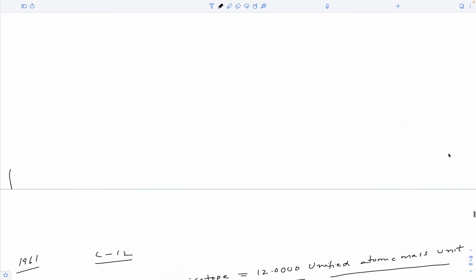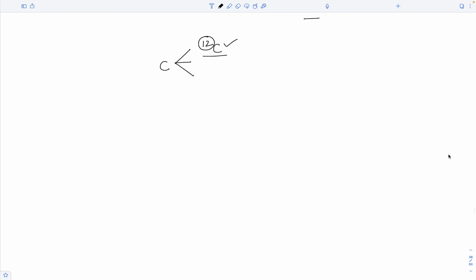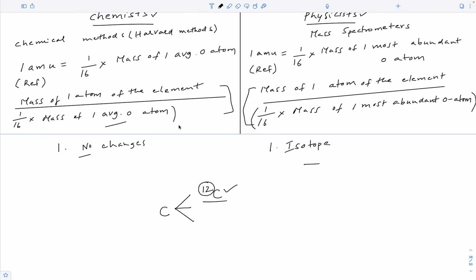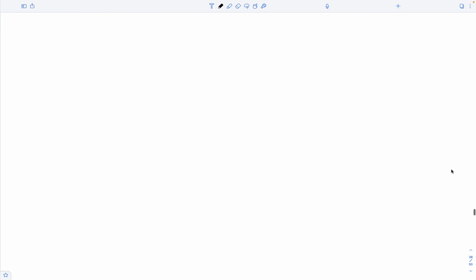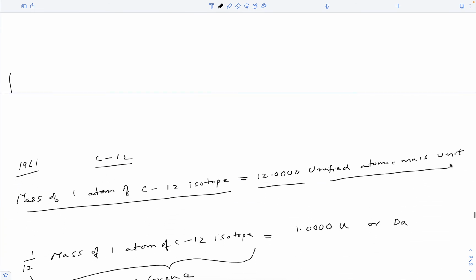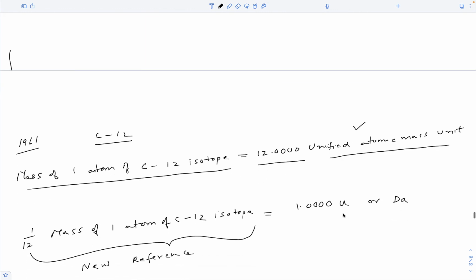Remember, earlier there were two different atomic mass units. One AMU used by chemists and one AMU used by the physicists. And this new unit unified these two separate AMUs. That is why it is unified atomic mass unit, and its symbol is small u. In honor of John Dalton, it is also called Dalton, and the symbol for Dalton is Da.